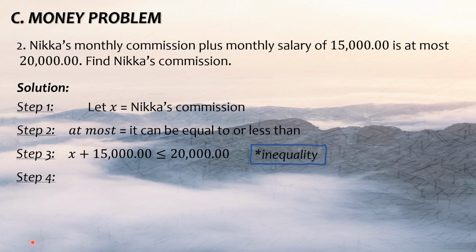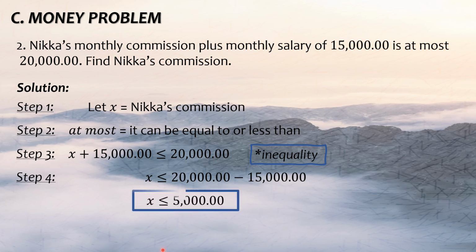So let us now solve. Let us transpose the positive 15,000 pesos to the right side, kaya naging negative 15,000 pesos. And then, the value of x is less than or equal to 5,000 pesos. So, magkano nga ba ang pera ni Nika? So, it's either equal sa 5,000 pesos or mas mababa pa.